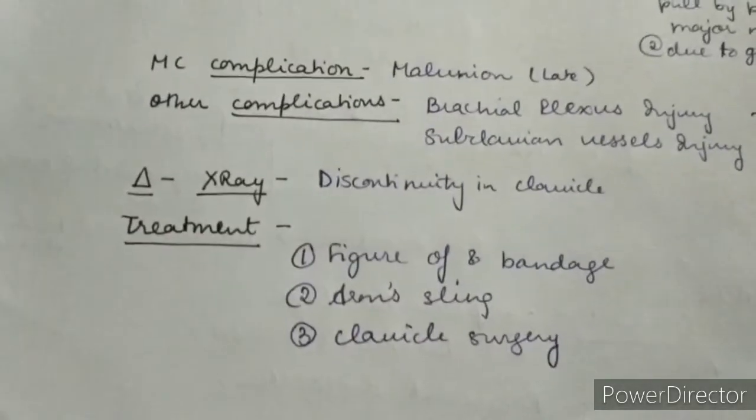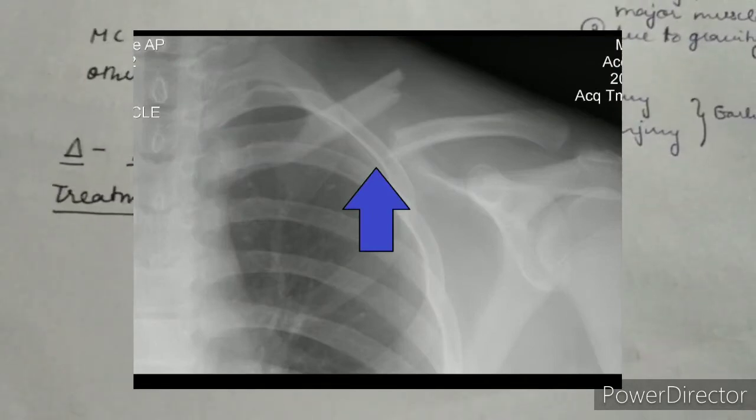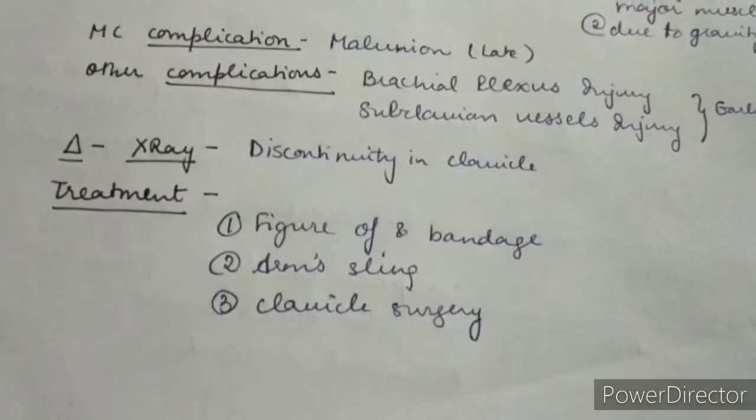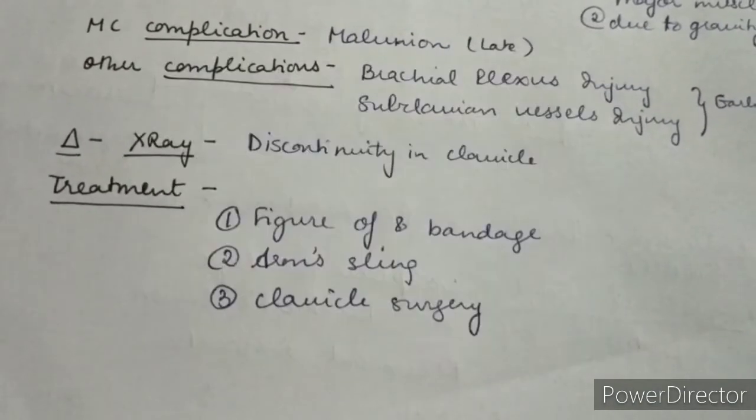Diagnosis is made by the X-ray, where you can see a discontinuity in the clavicle, and the treatment is figure of 8 bandage, an arm sling, or the clavicle surgery.